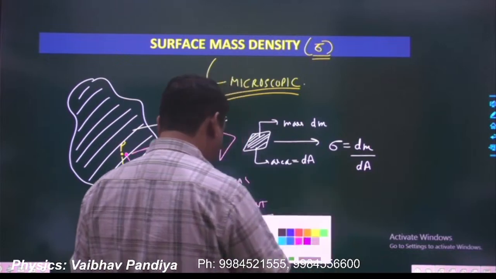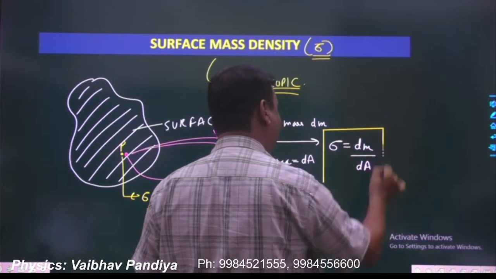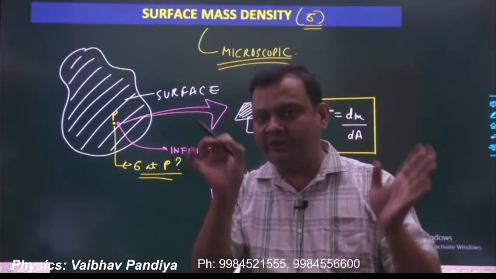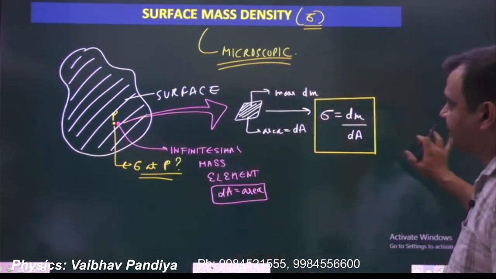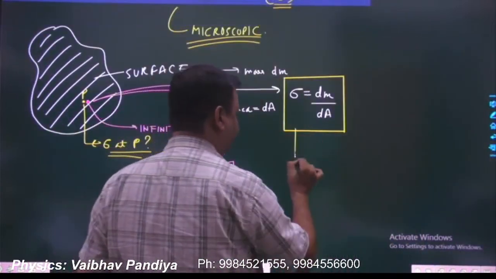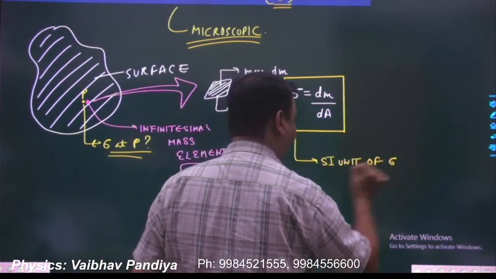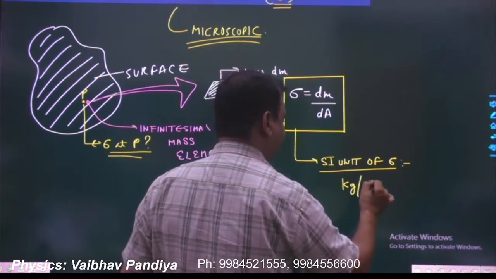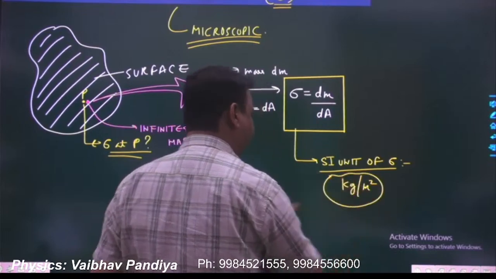So this is the formula for sigma at any point. This is the formula for sigma at any point on the object. If you are taking an element at any location of the object, the element has a mass dm and the area dA. So the surface mass density at that location will be dm by dA, mass divided by the area, and it will give you the SI unit of sigma. It will give you the SI unit of sigma as what? So mass has a unit of kg and area is denoted in unit by meter square. So the SI unit of sigma is kg per meter square.